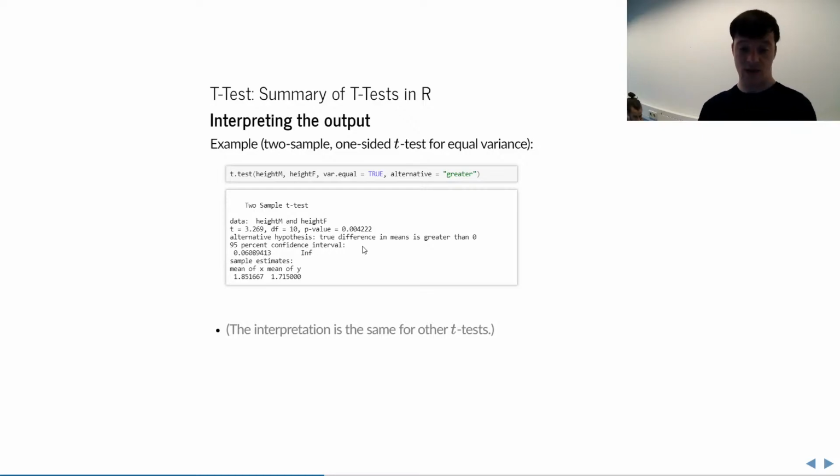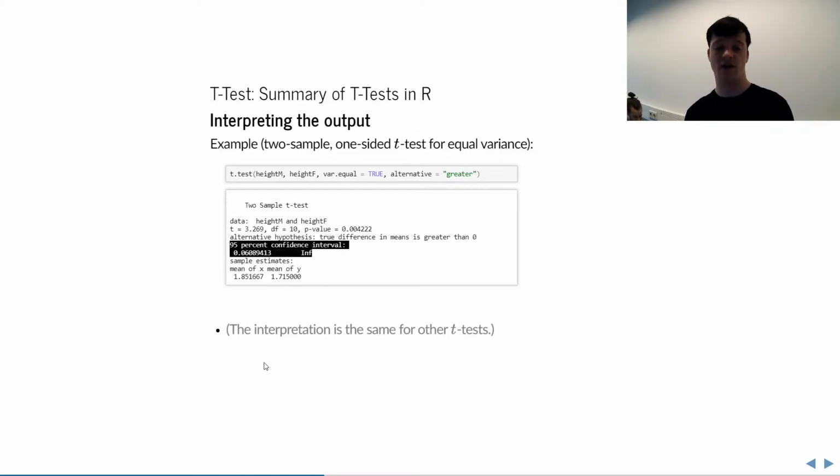But something else happens, namely the 95% confidence interval now ranges from 6 centimeters all the way to infinity. So does anyone have an idea why this is happening? Yes? Because we're looking just at one side, so the other side says infinity, but it doesn't really mean much here because we're not looking at the data in that direction. Yeah, exactly. It is because of this test being one-sided.